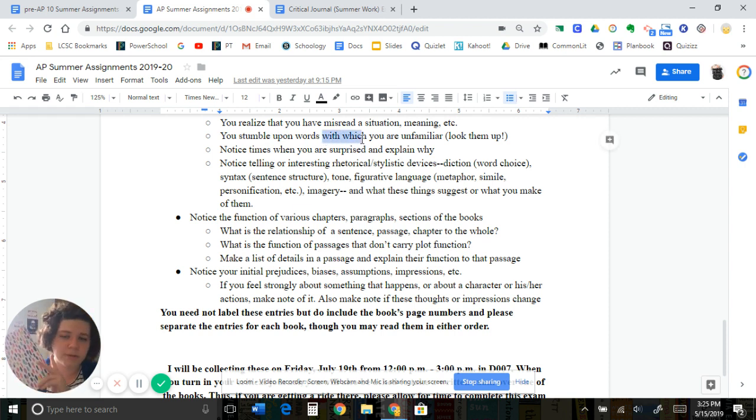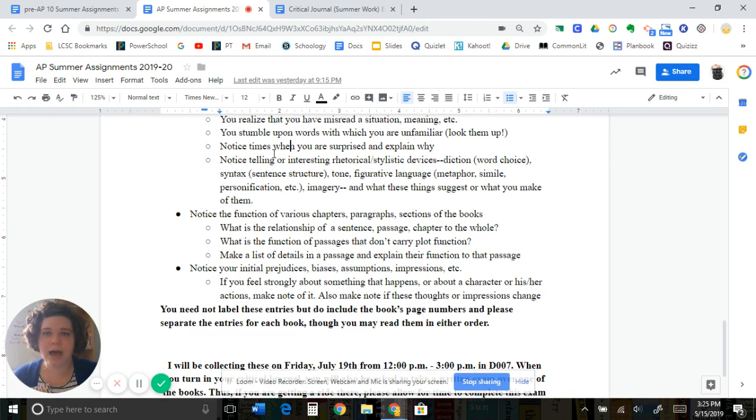Again, it gives me a sense of what words aren't familiar to you guys and what words we might need to look at throughout the year. I like to make vocab really meaningful and not just random, so it is helpful to see what words you're having trouble with as you read. If you're surprised, tell me why and when it happened.